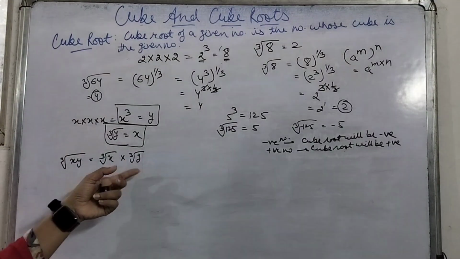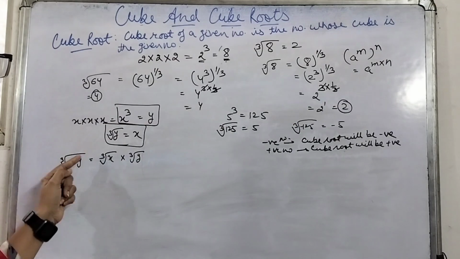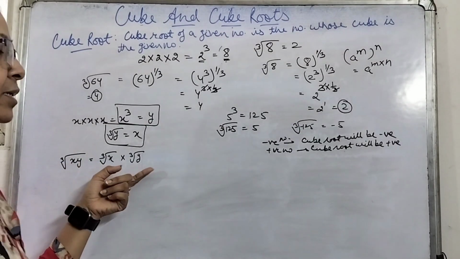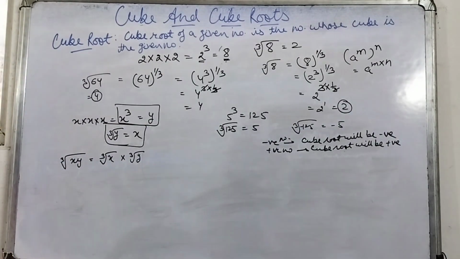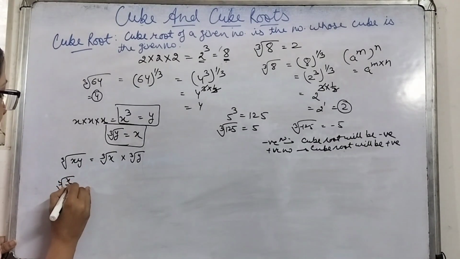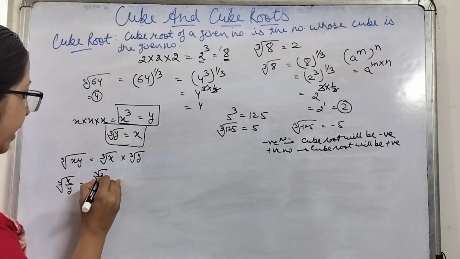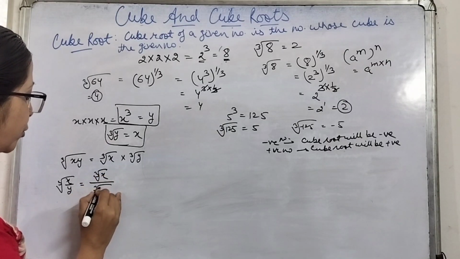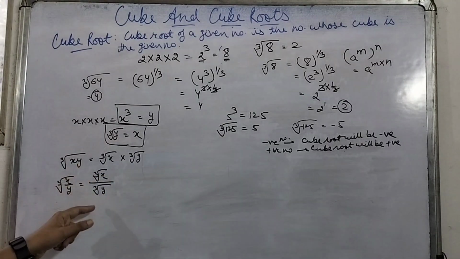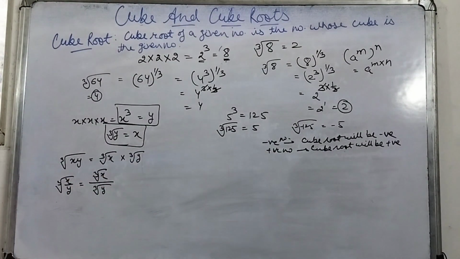Separately we can even find it if there is a multiplication sign between any two given numbers and we have to find the cube root of it. It could be written separately, even with the multiplication sign in between. Similarly, if we have to find the cube root of x upon y, it could be written as cube root of x divided by cube root of y. Separately, we can find the cube root of the given numbers and we can divide later.